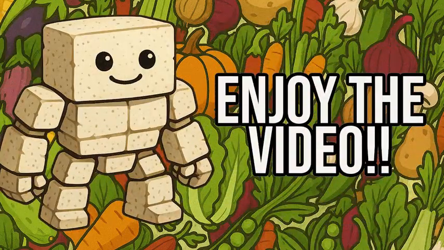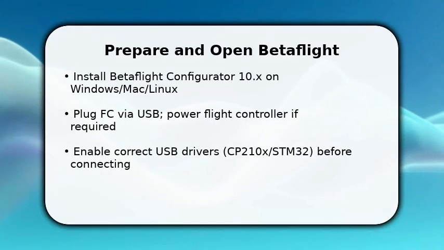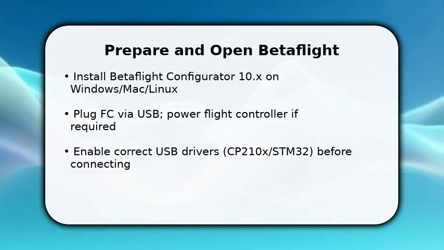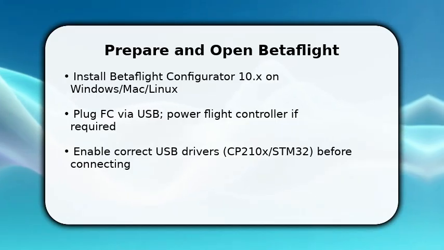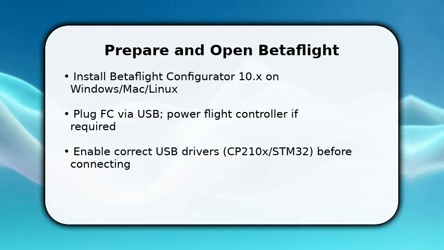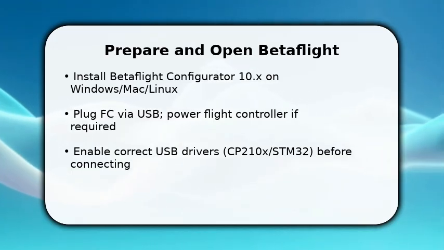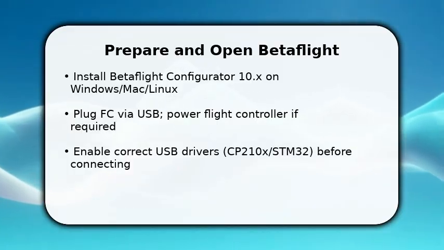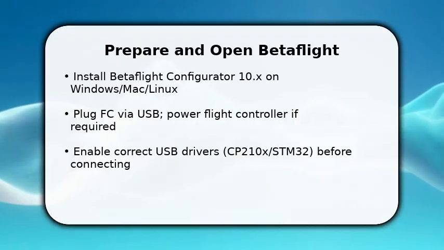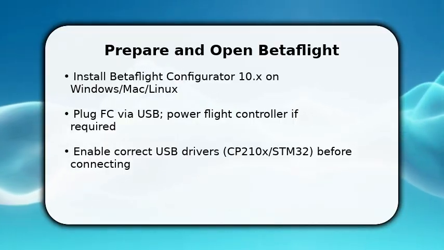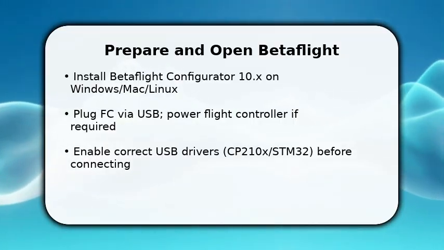Please enjoy the video. You start by getting Betaflight Configurator installed and ready. Connect your flight controller to the PC with a quality USB cable, and if your board needs external power, provide it now. Once connected, make sure the correct USB drivers, CP210X or STM32, are present so the OS recognizes the device. Open the Configurator app and watch for the port to appear.